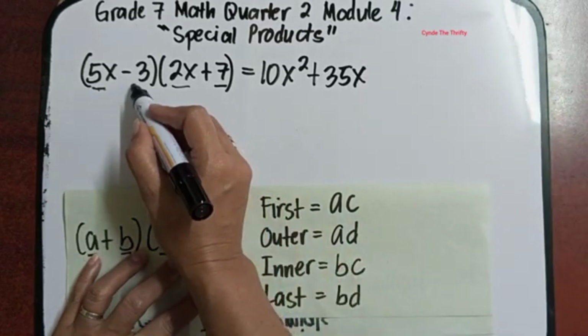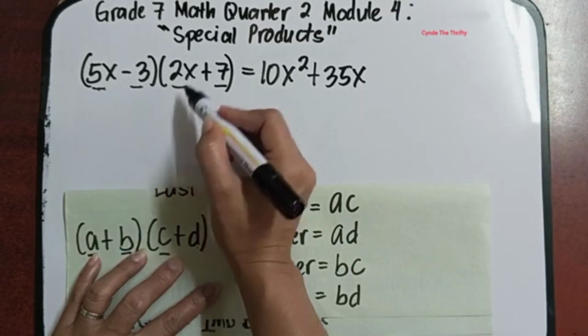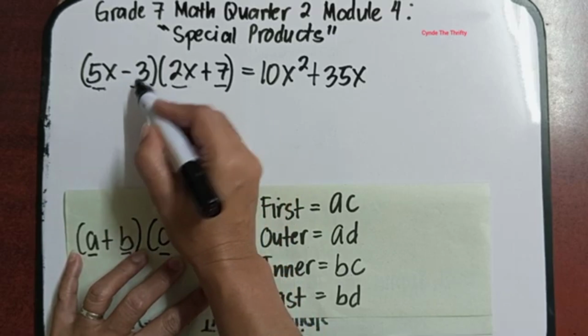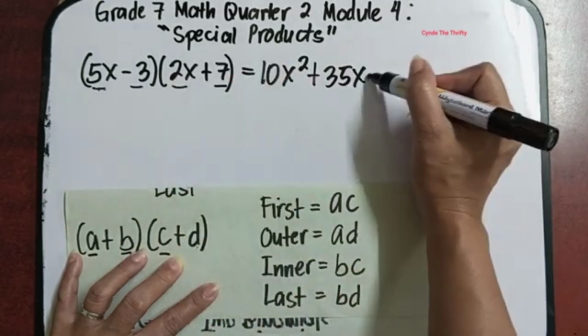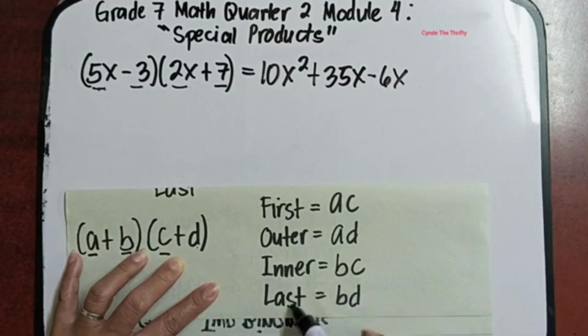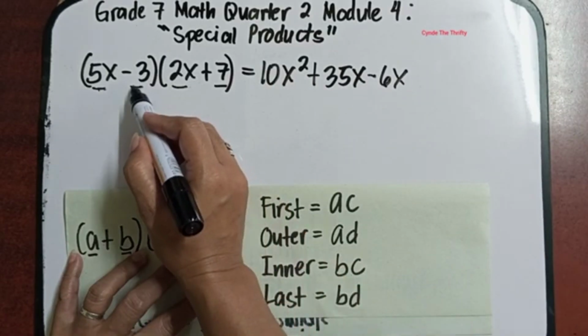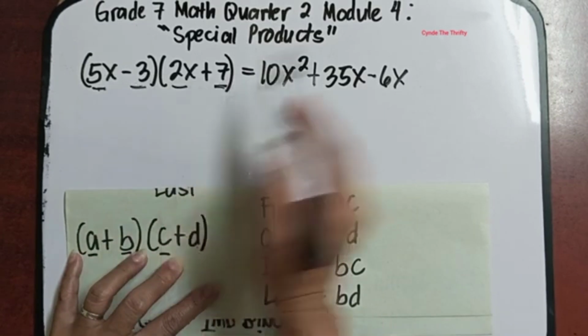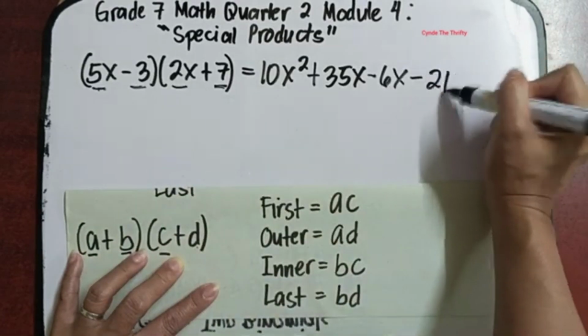And then, sa inner naman. So, ang inner natin is si negative 3 at si 2x. So, i-multiply natin si negative 3 at si 2x. So, negative 3 times 2 equals negative 6, and then, kopyahin natin si x. Next is ang last. So, ang last term natin is negative 3 at 7. So, negative 3 times 7 is equal to negative 21.